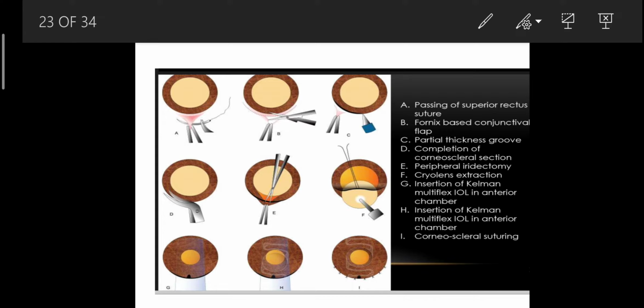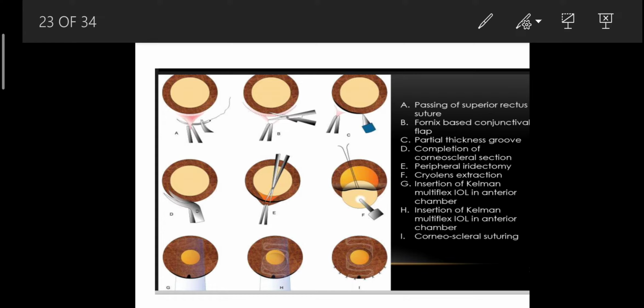And followed by, since there is no posterior capsular support, we need to place an anterior chamber lens. Since there were no iris clip lens or scleral fixated lens during that time, they used to place mostly anterior chamber lens.